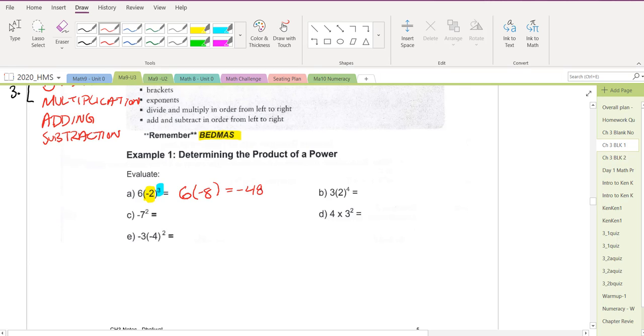-48. Right? Awesome. Okay. Try B, C, D, and E. Apply the same rules there. See what you come up with.